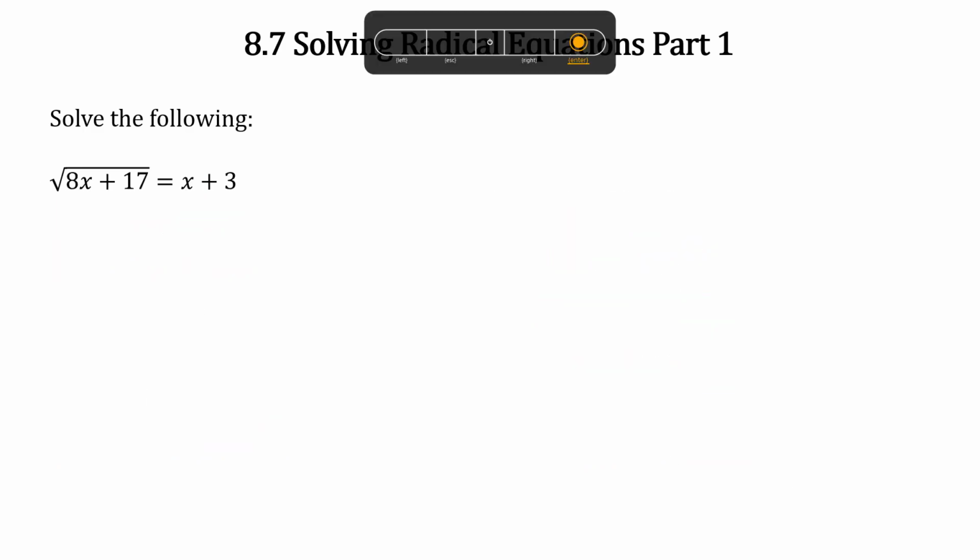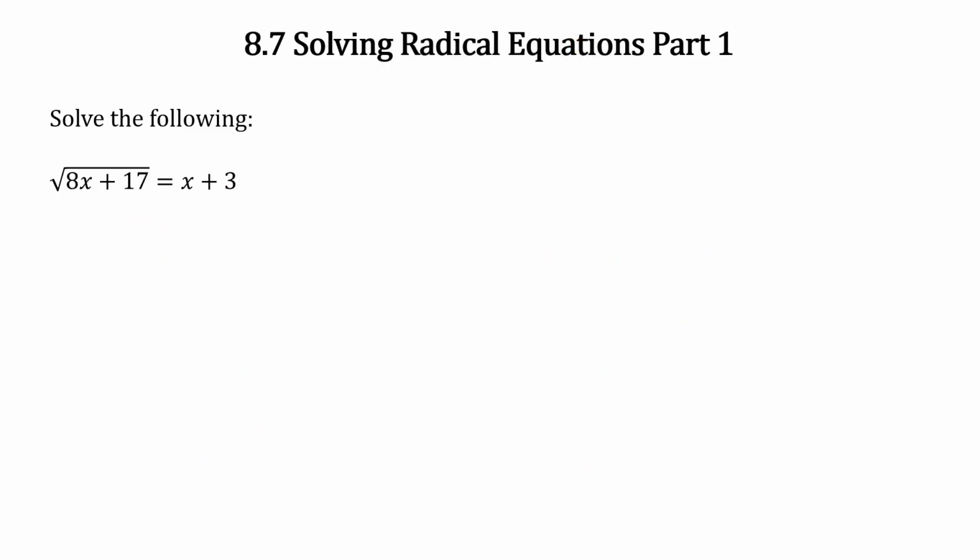Okay, let's make it a little weirder. So my radical is already by itself. I don't have anything I can do there. Now I see I have an x over here. So the problem is I'm going to square both sides.